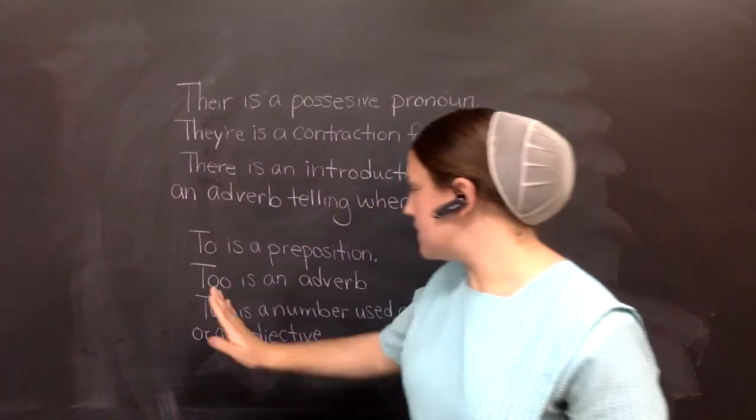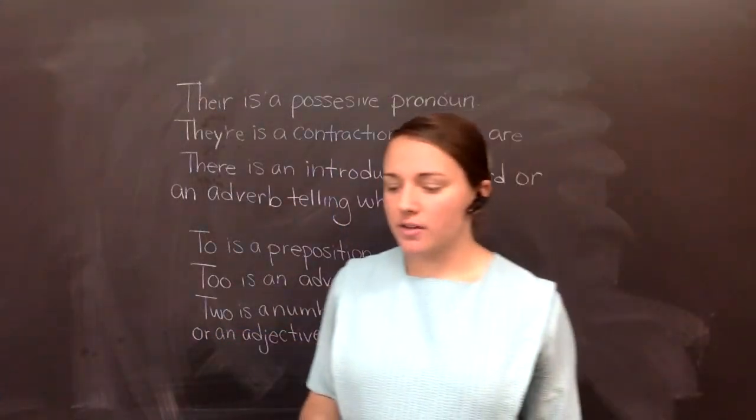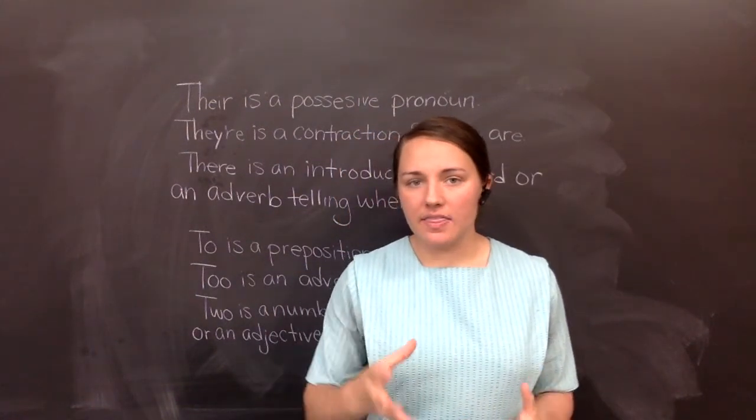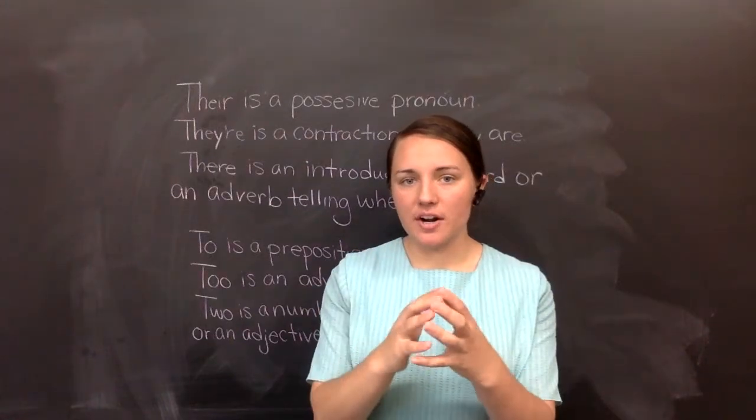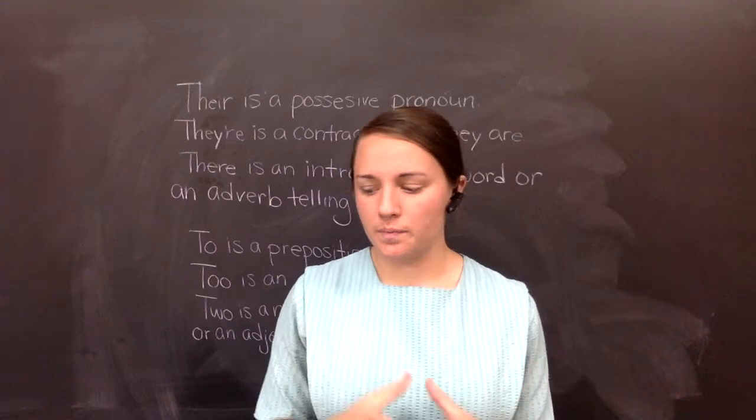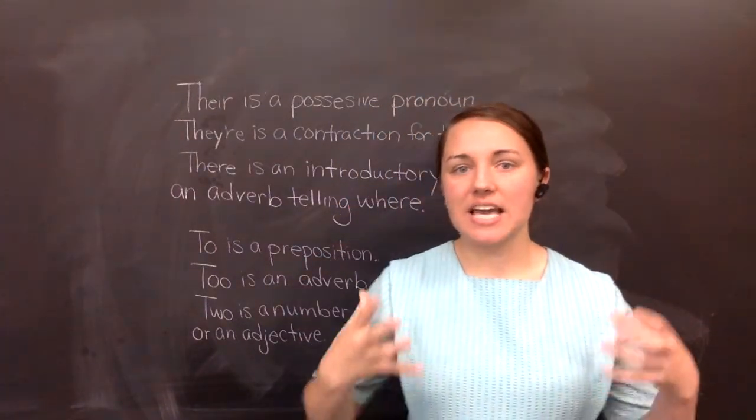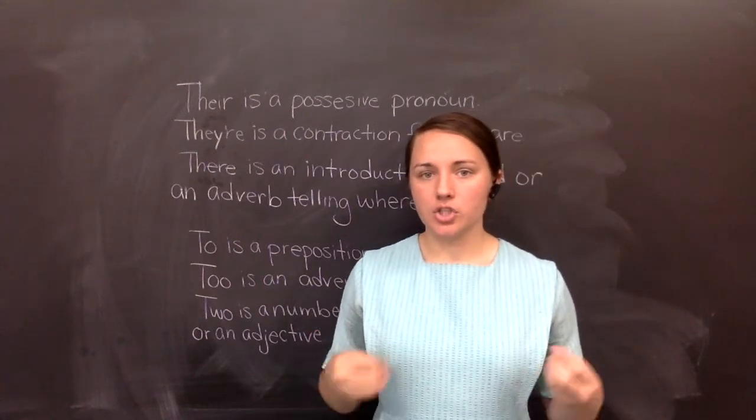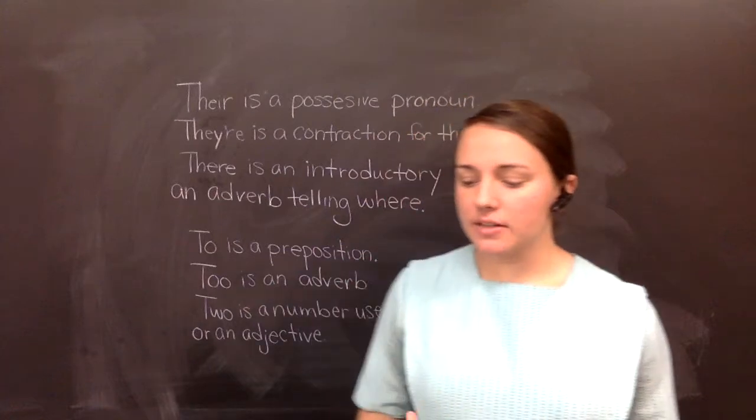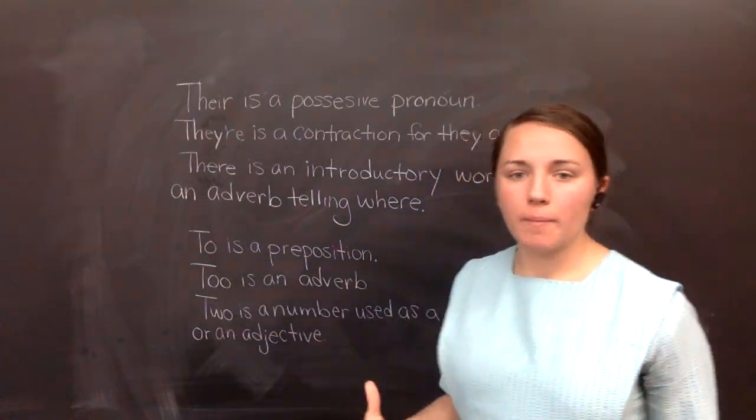The next form, T-W-O, is a number used as a noun or an adjective. For example, I dialed a 2 instead of a 4. That's a noun. It's just a number. It's functioning as a thing in that sentence. I dialed a 2. Or as an adjective, I have $2. That's saying how many dollars you have. $2. Okay?